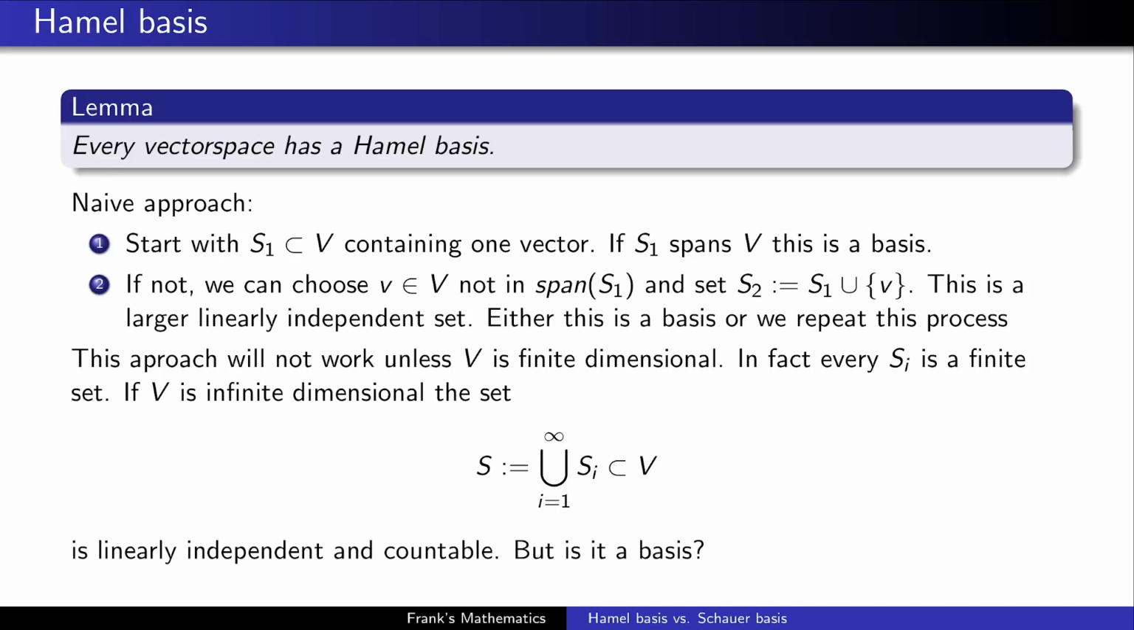Before we come to the question whether such a Hamel basis can be constructed or not, let's deal with the existence first. Of course, we want that every vector space has a Hamel basis. So maybe we can prove this. We start with a very naive approach. We assume that V is not trivial. Well, because if it's trivial, there's nothing to prove.